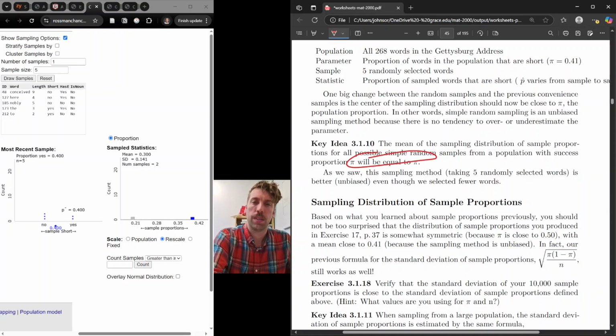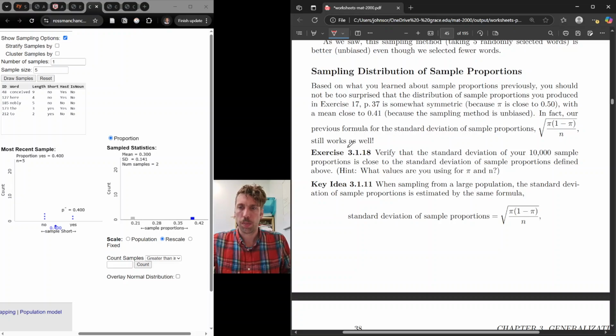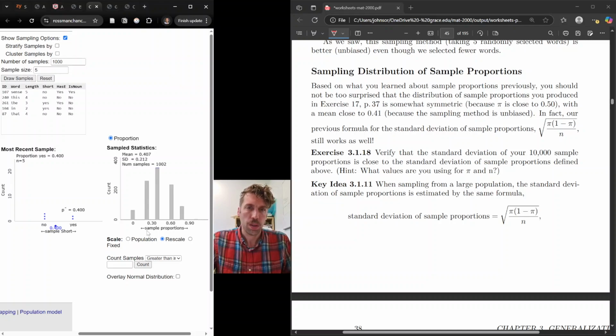Anyway, based on what we learned about the sample proportion previously, you should not be too surprised that the distribution of sample proportions you produced is somewhat symmetric. So, I mean, if we come over here and do, say, 1,000, and draw samples, look at that.